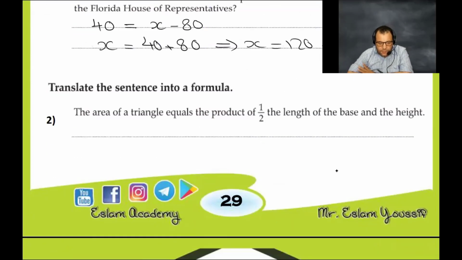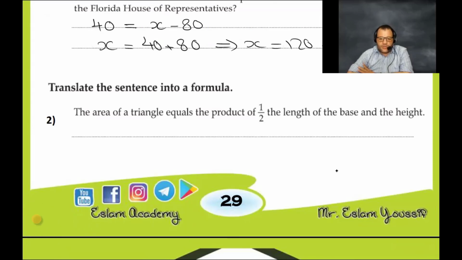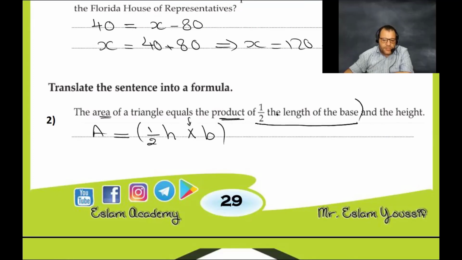The next one. The area of the triangle equals the product of half the length of the base and the height. How can we translate this formula? Area is A. Then A equals 1 over 2, or half, the product. It means we have to multiply half the length of the base times the height. The product means we have an operation that contains the multiplication sign. Then the product of what? We have to underline until we find "and".